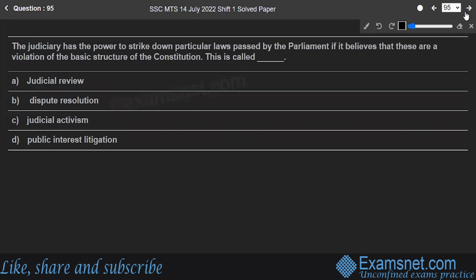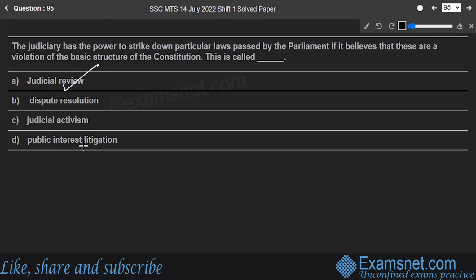Next, question number 95. The judiciary has the power to strike down particular laws passed by the parliament if it believes that these are a violation of basic structure of the constitution. This is called judicial review, dispute resolution, judicial activism, or public interest litigation. What is the correct answer to the question? Let's discuss this. It is option A, judicial review.